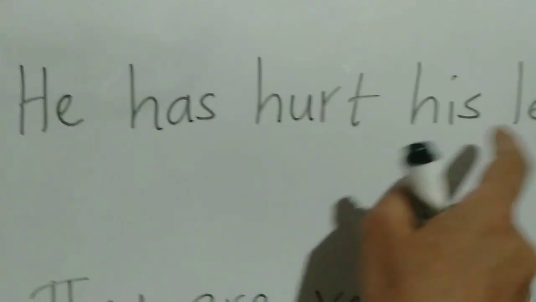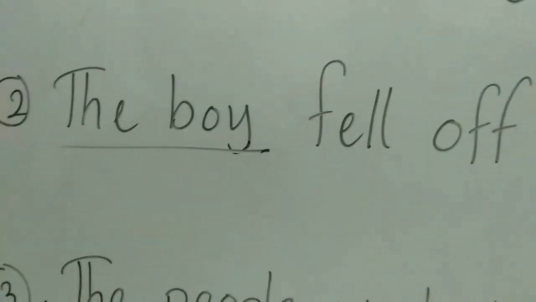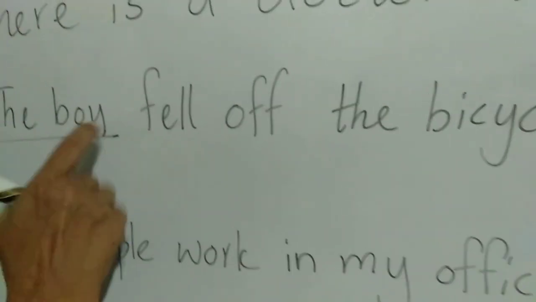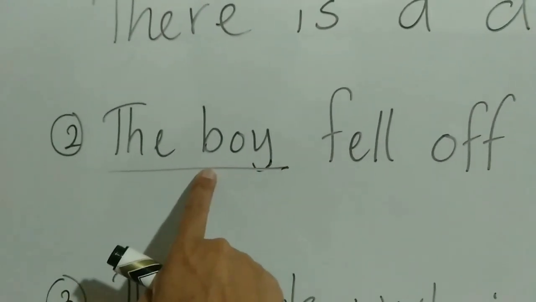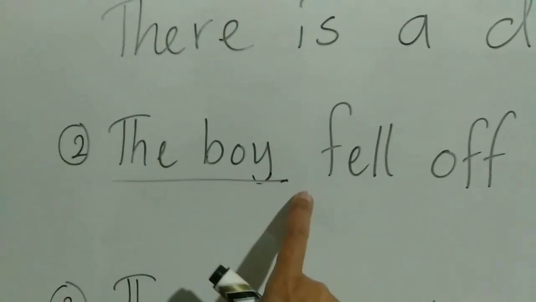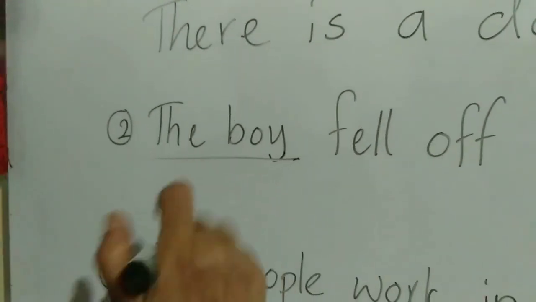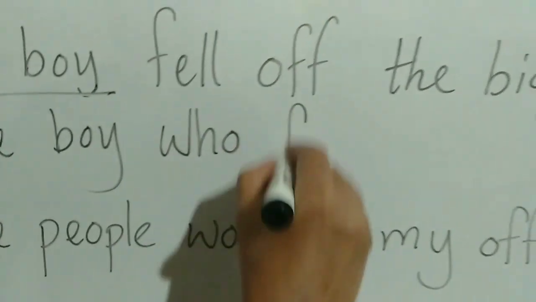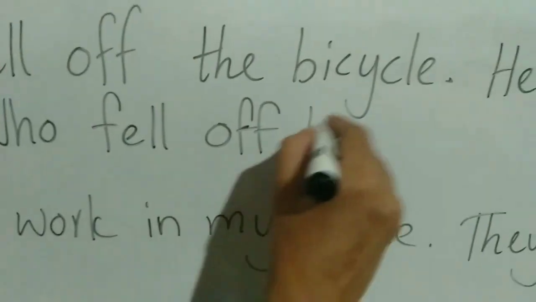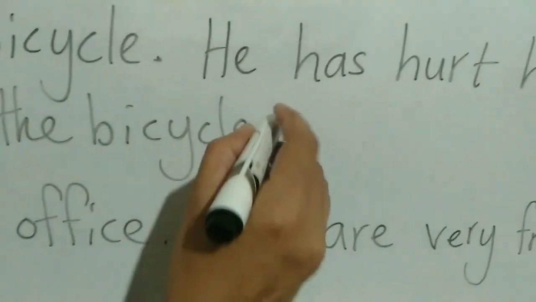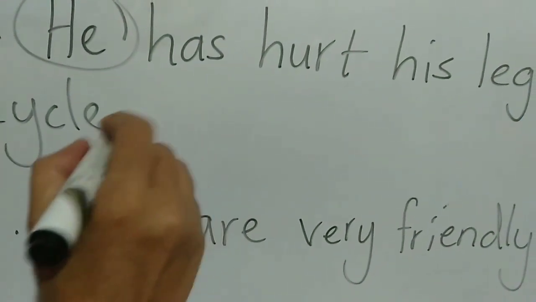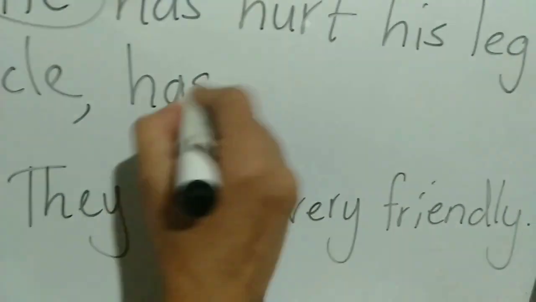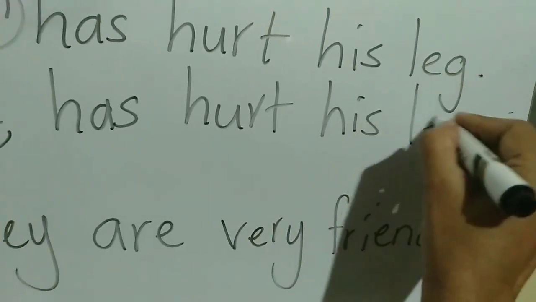Next example: the boy fell off the bicycle. He has hurt his leg. What is the word repeated in both sentences? The boy. Then what is the next step you follow? Immediately after this repeated noun, you place the relative pronoun. What is the suitable relative pronoun? The boy is a person. Who? The boy who fell off the bicycle. Then we replace this subject pronoun he: comma, has hurt his leg.